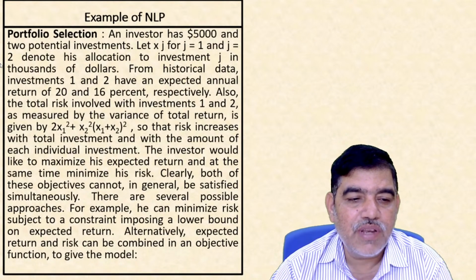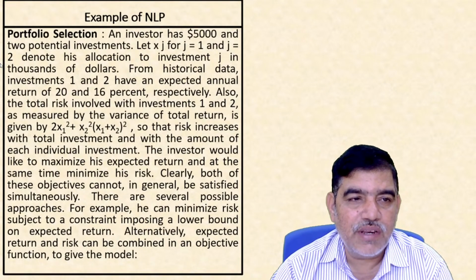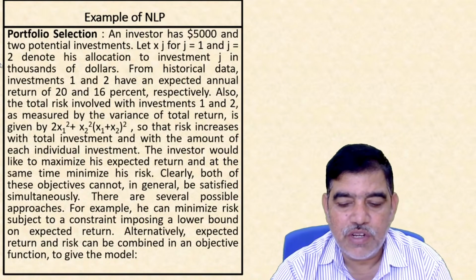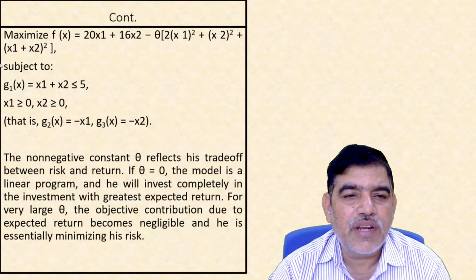There are several possible approaches. For example, he can minimize the risk subject to imposing a lower bound on expected return. Alternatively, expected return and risk can be combined in an objective function to give the model. So this is one example, the portfolio selection. Then again, how to formulate the NLP of this example.